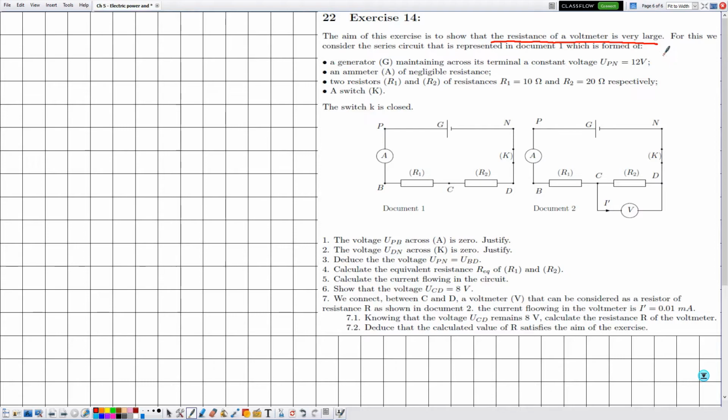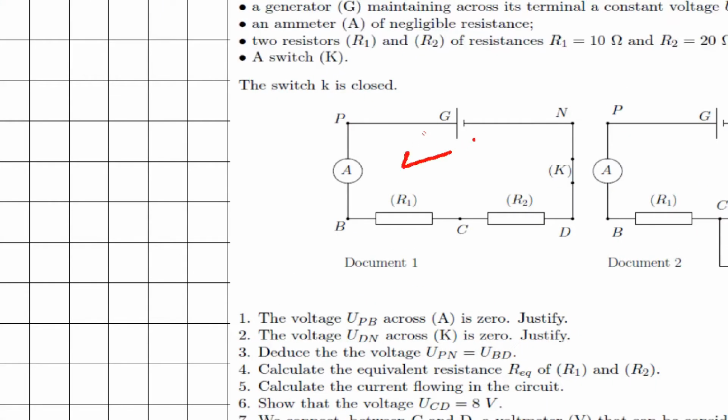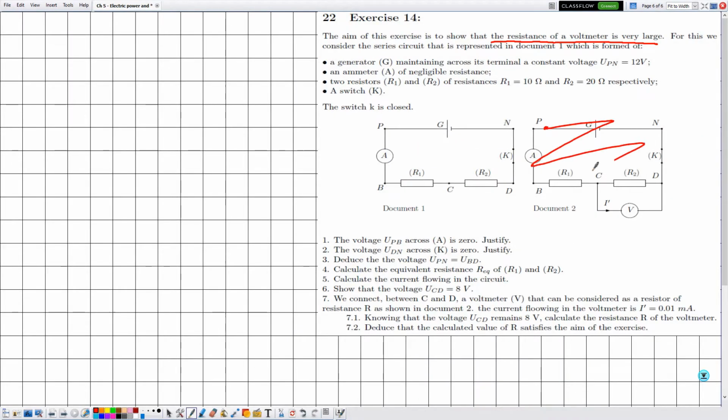For this, we consider the series circuit that is represented in document 1. They mentioned document 1, so now we can use it. Notice that they didn't mention anything about document 2, so we are not allowed to use it. They are telling me a generator G maintaining across its terminals a constant voltage UPN, which is 12 volts. The trick in solving such exercises is to write the applied voltage on the electric circuit itself. The circuit has an ammeter A of negligible resistance, and two resistors R1 and R2 with resistances R1 equal to 10 ohms and R2 equal to 20 ohms.